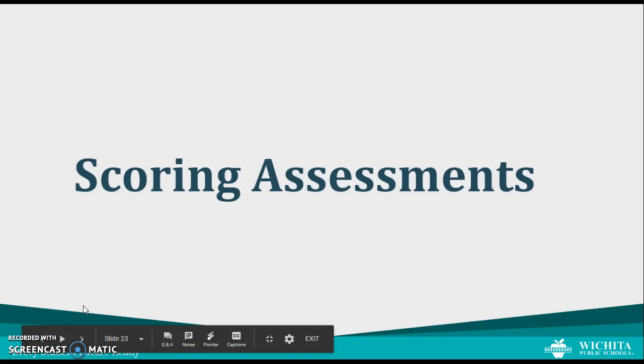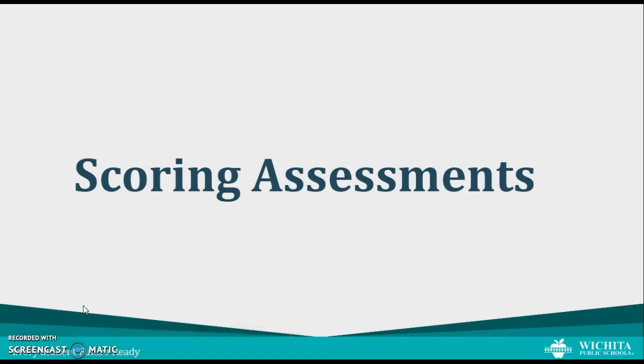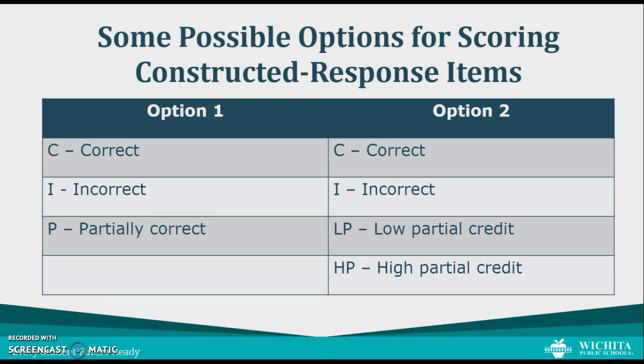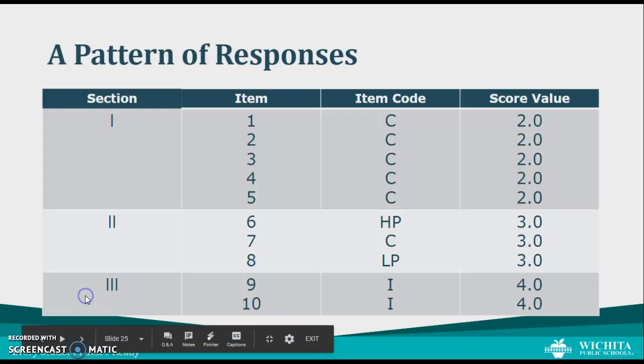Okay, next we're going to talk about scoring assessments. So we know that those selected response ones have a right or wrong answer, but you might not know how you want to score a constructed response item. So here are 2 possible options. Option 1 just has correct, incorrect, or partially correct, and option 2 has correct, incorrect, low partial credit, high partial credit. So we're going to use these codes on the next couple slides to decide what the grade will be.